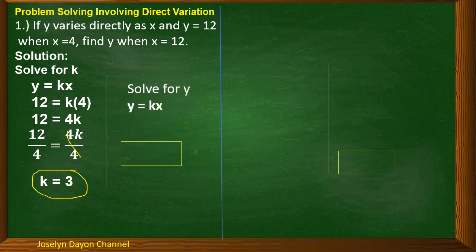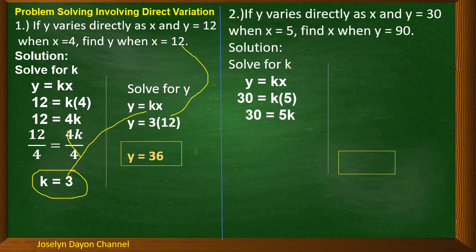Next, solve for y. We will be using the same equation, y equals kx. This time, let's substitute our k by 3. And for our x, we have 12. So 3 times 12, that is equal to 36. This is now the value of y when x is equal to 12.